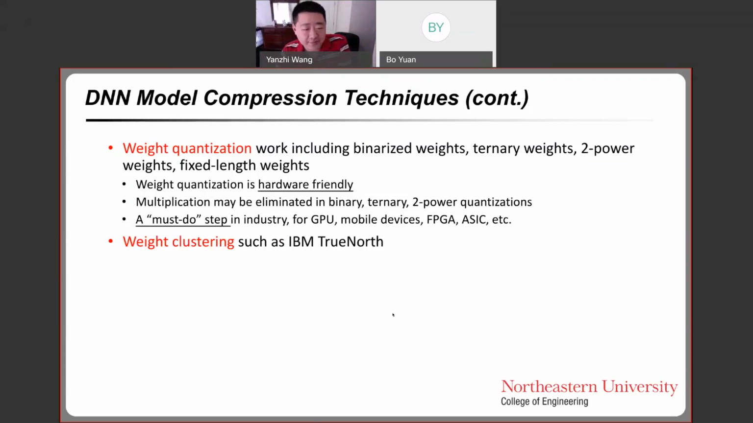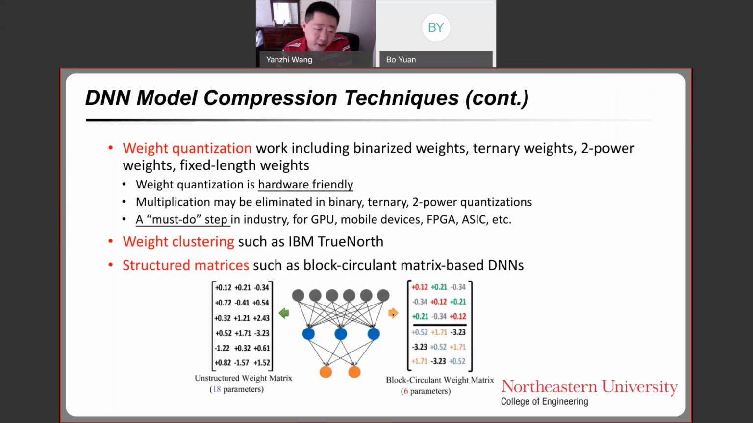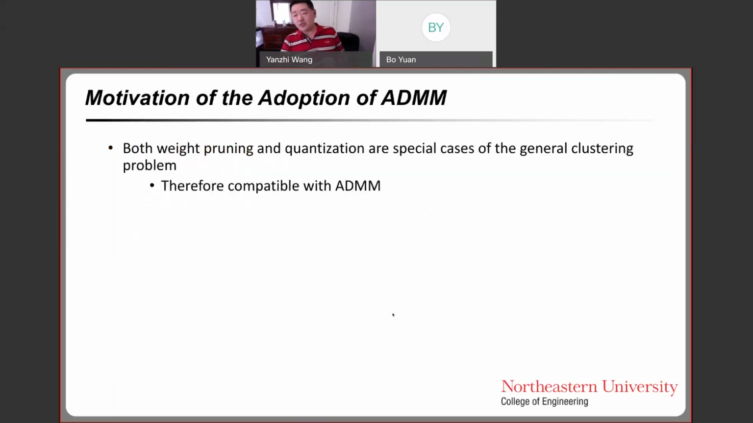And there is also weight clustering, where we cluster the weights into floating point numbers. This is almost not useful these days because the computation is not reduced. And also some of our prior techniques, like the block circulant matrix, where we divide the neural network into different blocks and then impose a certain structure, like the circulant matrix, in each block. The thing here is that we want to find a unified framework to solve these problems first.